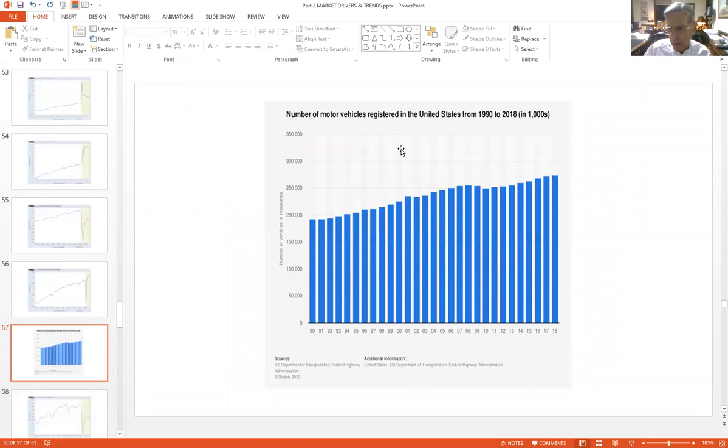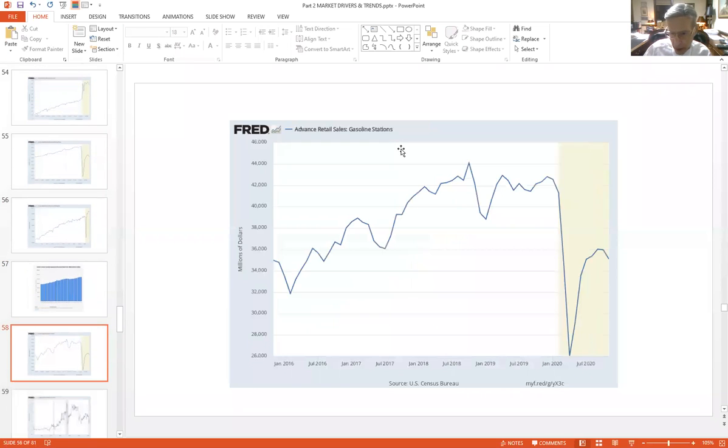Here are the number of vehicles registered in the US. This is great news for auto repair stores and companies that make products for cars, including repair parts. However, as we said, people are not driving to work as much, and we see what the impact on gasoline sales has been. Now, part of this, of course, is due to the lower prices of gasoline.